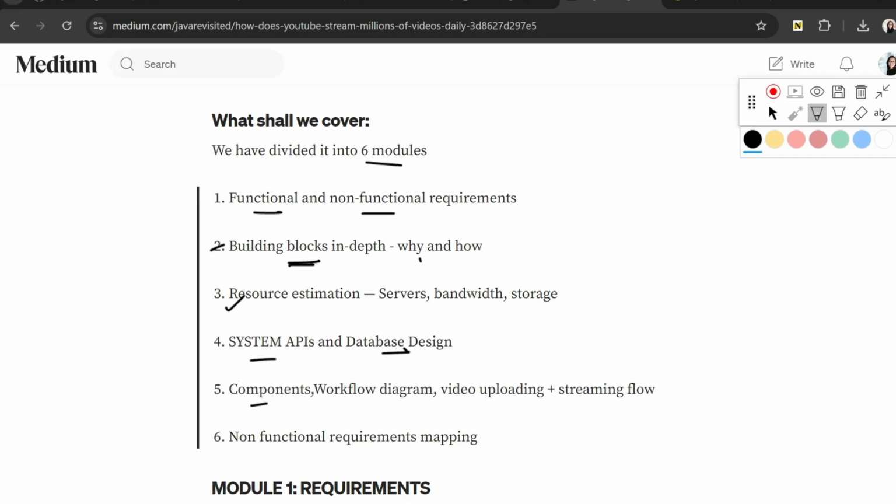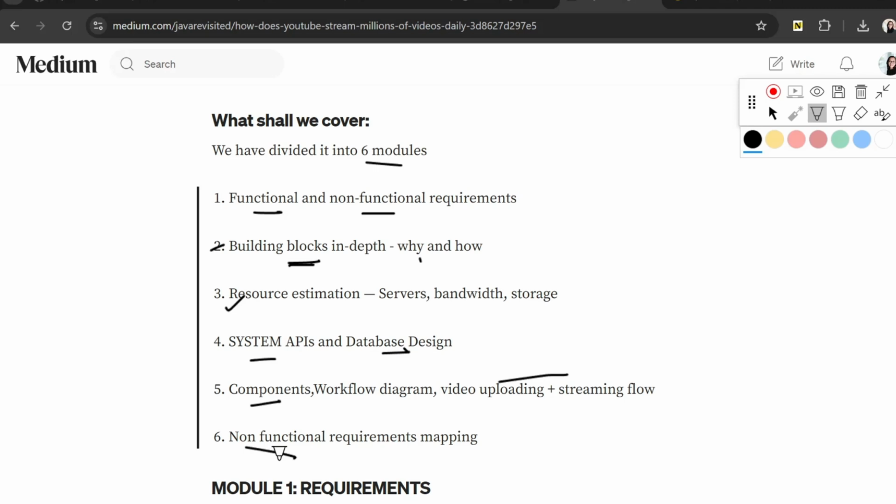Next, you can now do a deep dive or a breakdown of the building blocks which you have mentioned. Those components, what are the components, how the diagram is going to be, like the flow diagram, which component is interacting with which one. And in this case, specifically about the video uploading and the streaming flow, for example, in case of YouTube. And finally, your non-functional requirements, meaning whether you have been able to meet, let's say, the latency requirements, the scalability requirements, and all of that.